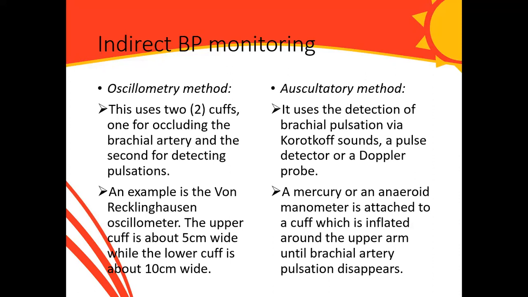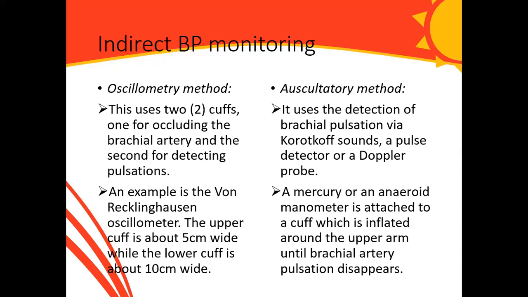The fourth one is the auscultatory method. This is what we commonly use with our aneroid or mercury manometer. This uses the detection of brachial pulsation via the Korotkoff sounds. These sounds are detected by a pulse detector or a Doppler probe. So you hear the Korotkoff sounds as they are amplified by your pulse detector, your Doppler probe.